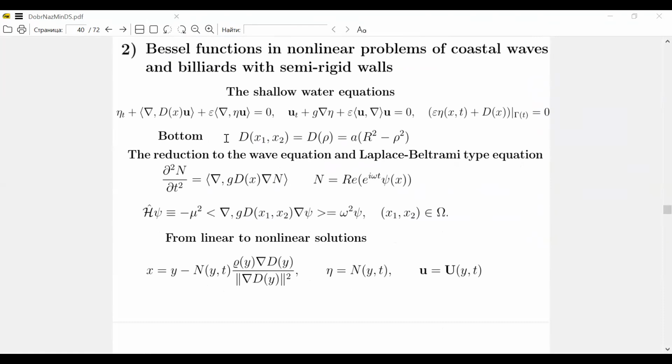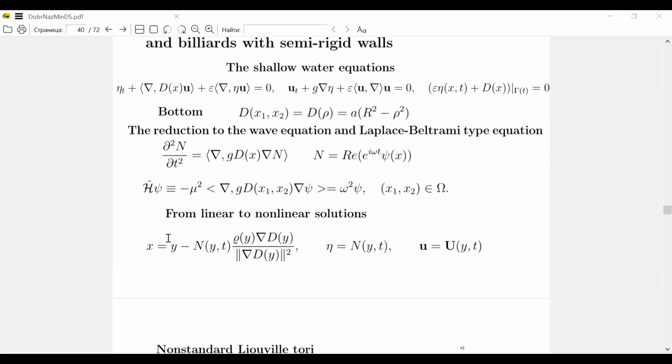Then another, I told you about this type of billiard, and consider the bottom which has such a parabolic form. It's round. And then we can construct some solution connected with the eigenfunctions of this operator. It is just harmonic dependence on time here. If we construct a solution of this form, then we use the tricks which Vladimir discussed. After that, we can pass from the linear to the nonlinear case using this modified Carrier-Greenspan transform and obtain not only the solution of the linear case, but the splash also and so on.